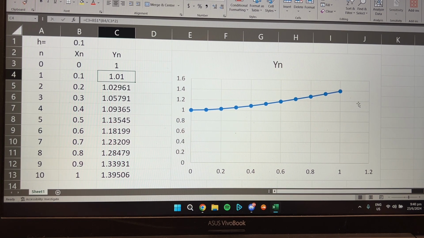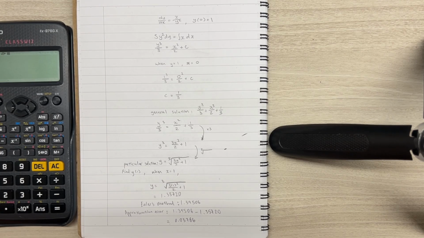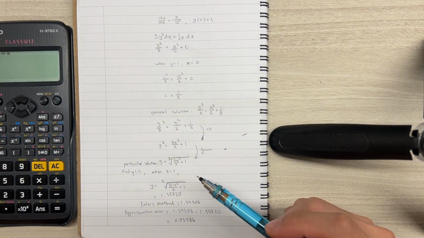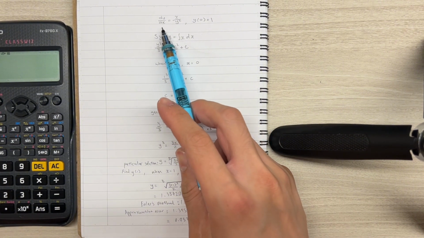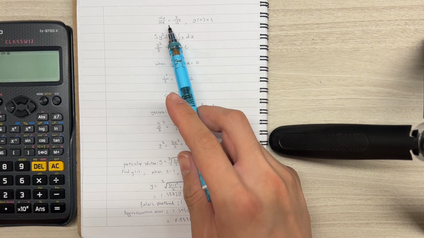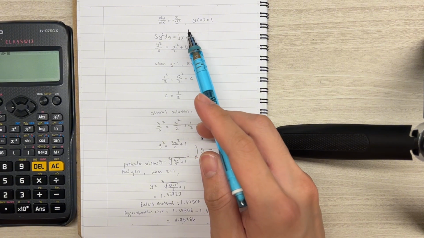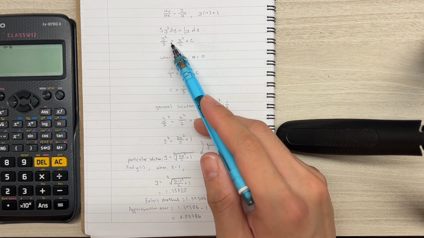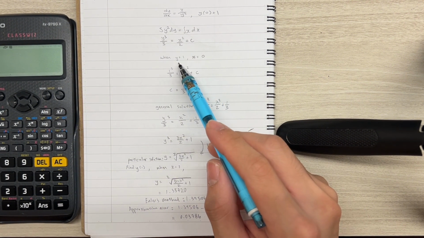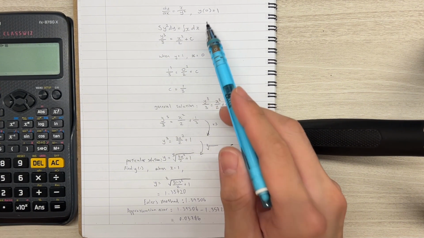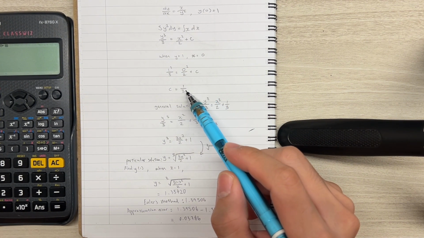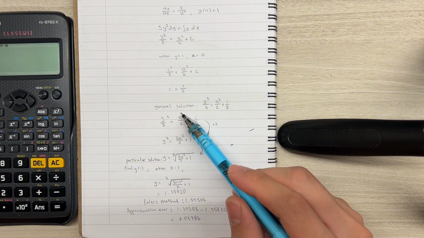Now we're going to find the approximation error of the Euler method by using a general solution, which is solving it by calculation. This is our given question, and we're going to integrate it so that we can find our c value. After integrating, we substitute y equals 1, x equals 0, and then we get our c, which is 1/3. So this is our general solution.